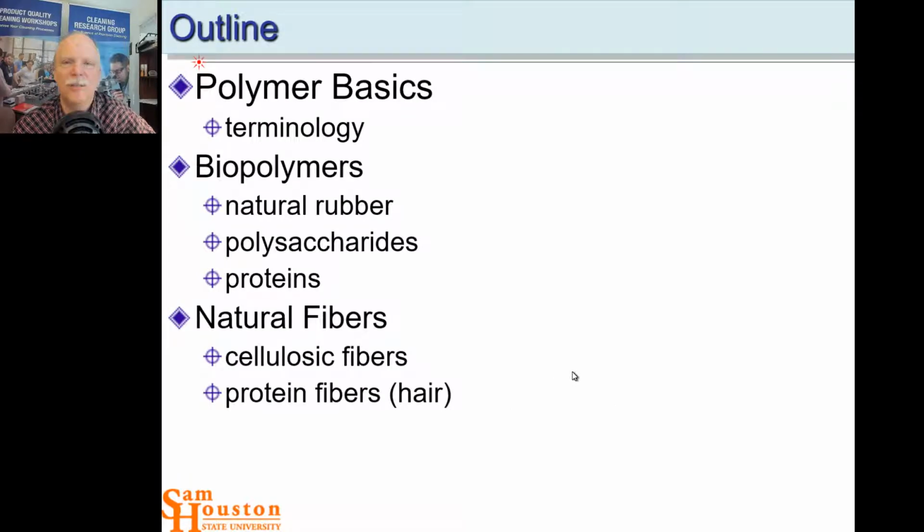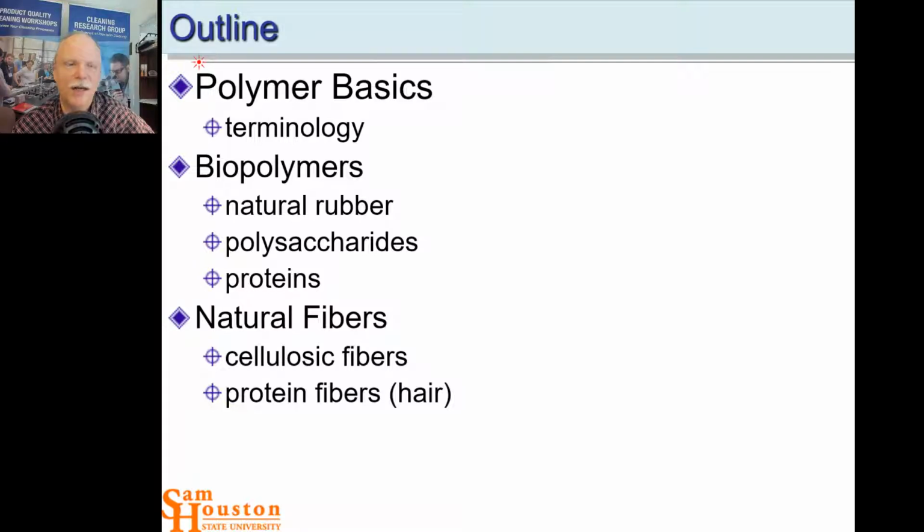So let's talk a little bit about polymer basics to review. There's another video on synthetic polymers, and that has quite a bit more about the polymer mechanisms. And then we're going to get into biopolymers. As you can see, we have natural rubber, polysaccharides, and proteins. These are the most forensically relevant polymers for their physical properties.